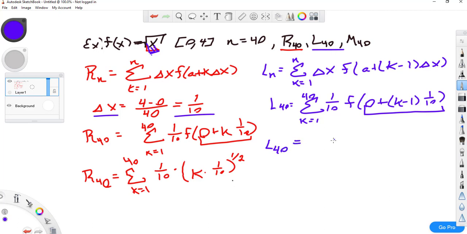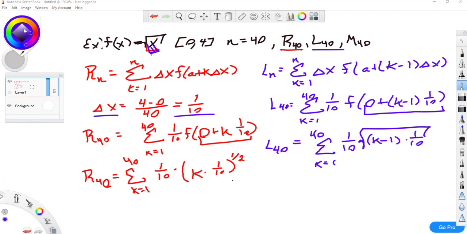So this is going to be L sub 40 equals the summation from k equals 1 to 40, 1/10, and if I plug that in, remember I can write it as k times 1 over 10 to the 1/2, or you can write it as the square root of k minus 1 times 1/10. Great. So we have R40 and we have L40. All right, cool.